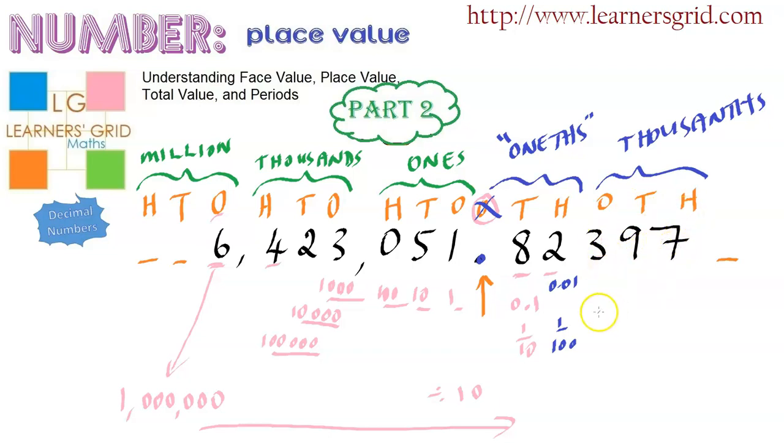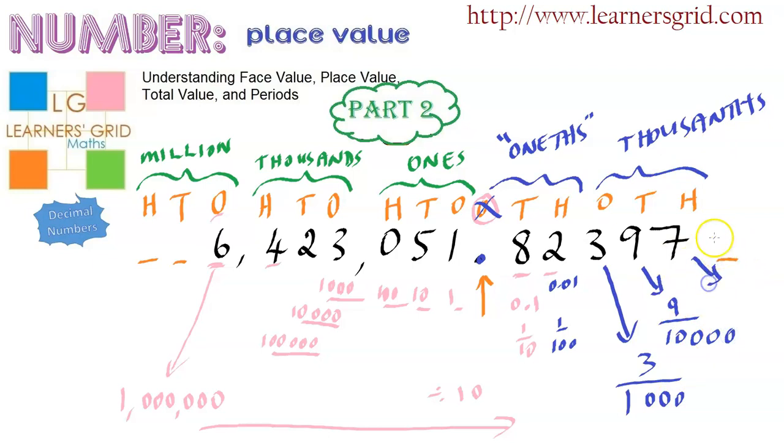So this here is this 3. You could represent it by saying 3 over 1,000. This 9 becomes 9 over 10,000. Oh, that's not 1,000. 10,000. And the 7 becomes 7 over 100,000. And you can look at it like that.